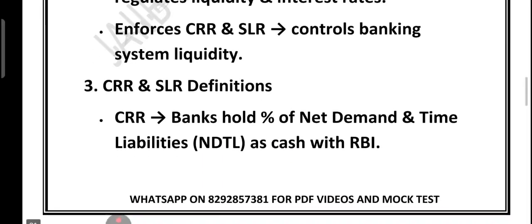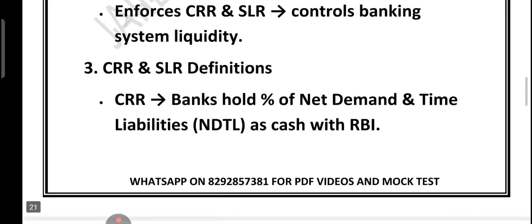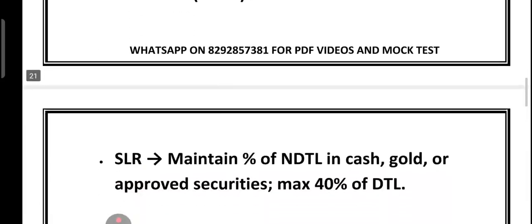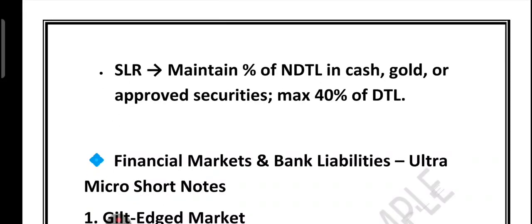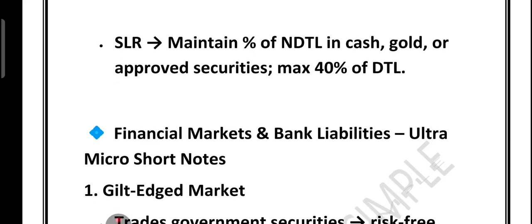Then we have CRR and SLR enforcement. They control the cash flow in the bank and ensure financial stability. CRR means a bank must hold a certain percentage of the NDTL, that is net demand and time liability, as cash with RBI. That is called cash reserve ratio. SLR means statutory liquidity ratio, which means a bank must maintain a certain percentage of NDTL in cash, gold, approved securities, up to 40% of their DTL. Right, that is the rule. So yield helps investors understand return from government securities, while RBI manages public debt through CRR, SLR, and open market operation.